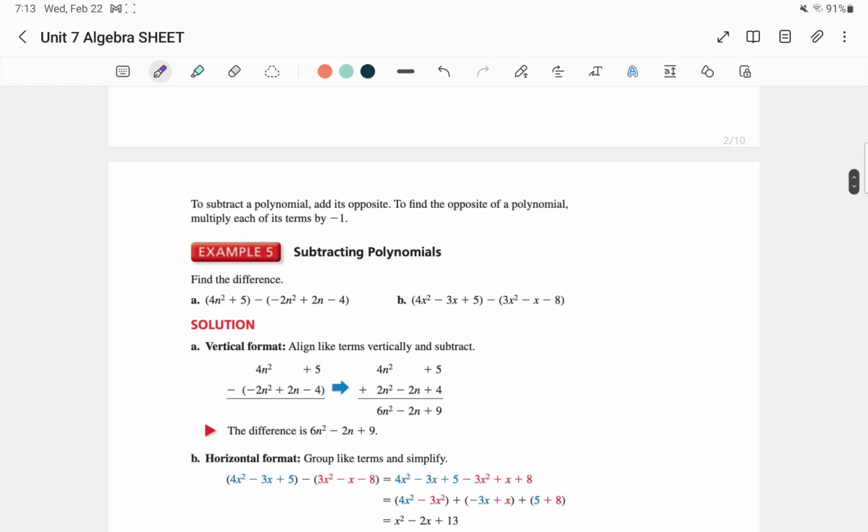So when I'm subtracting polynomials, I'm going to keep, change, just like I do with integers. I'm going to keep the first term, change the minus to a plus, and change all of the signs in that second polynomial, that second set of parentheses.